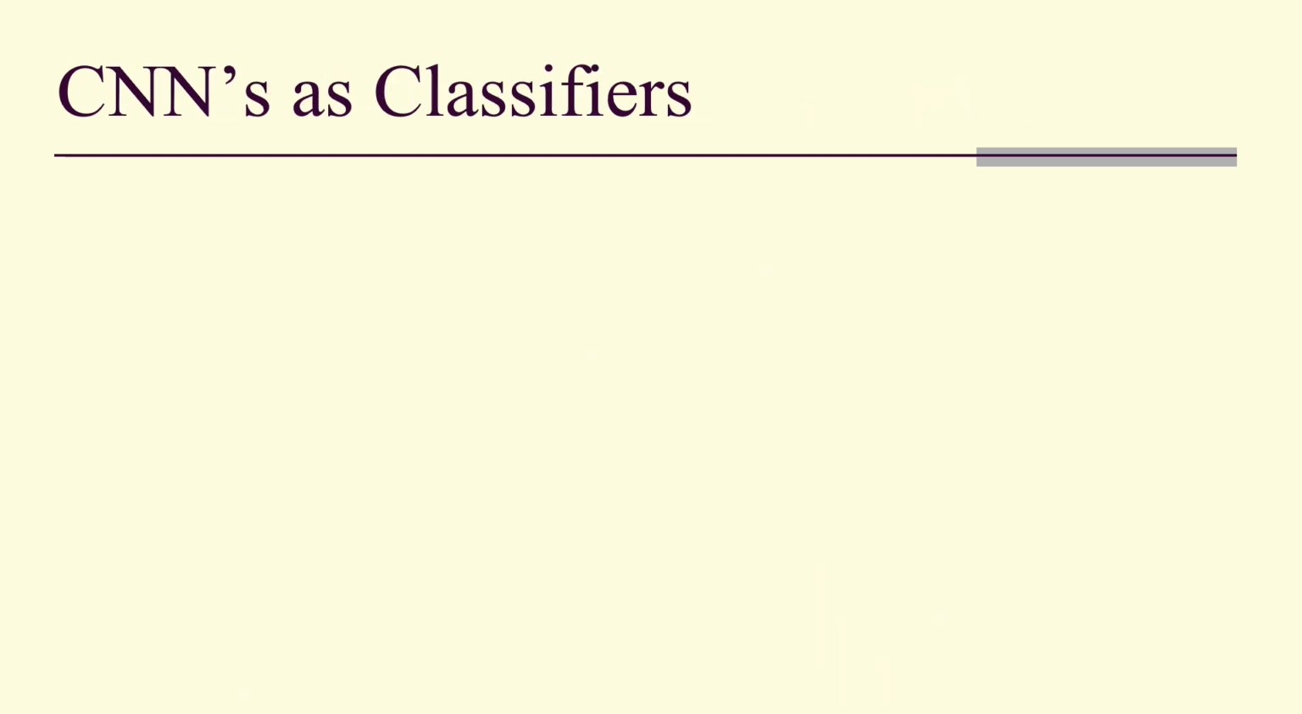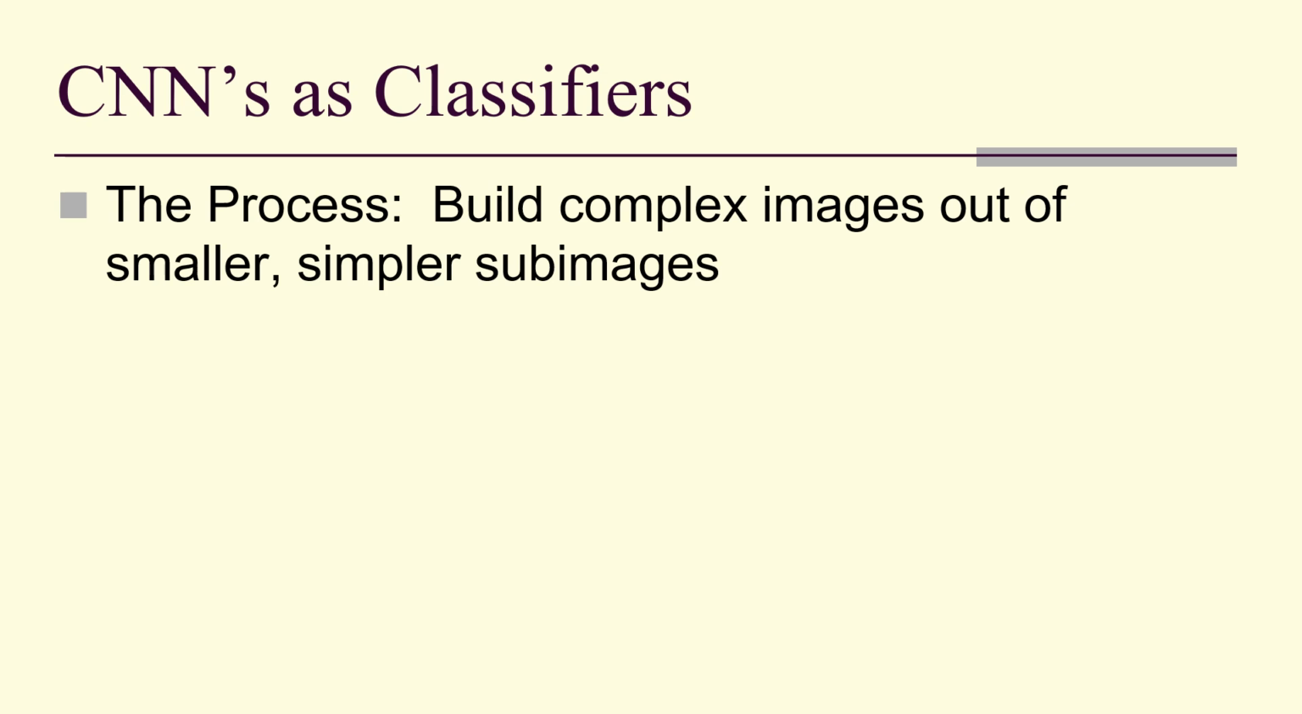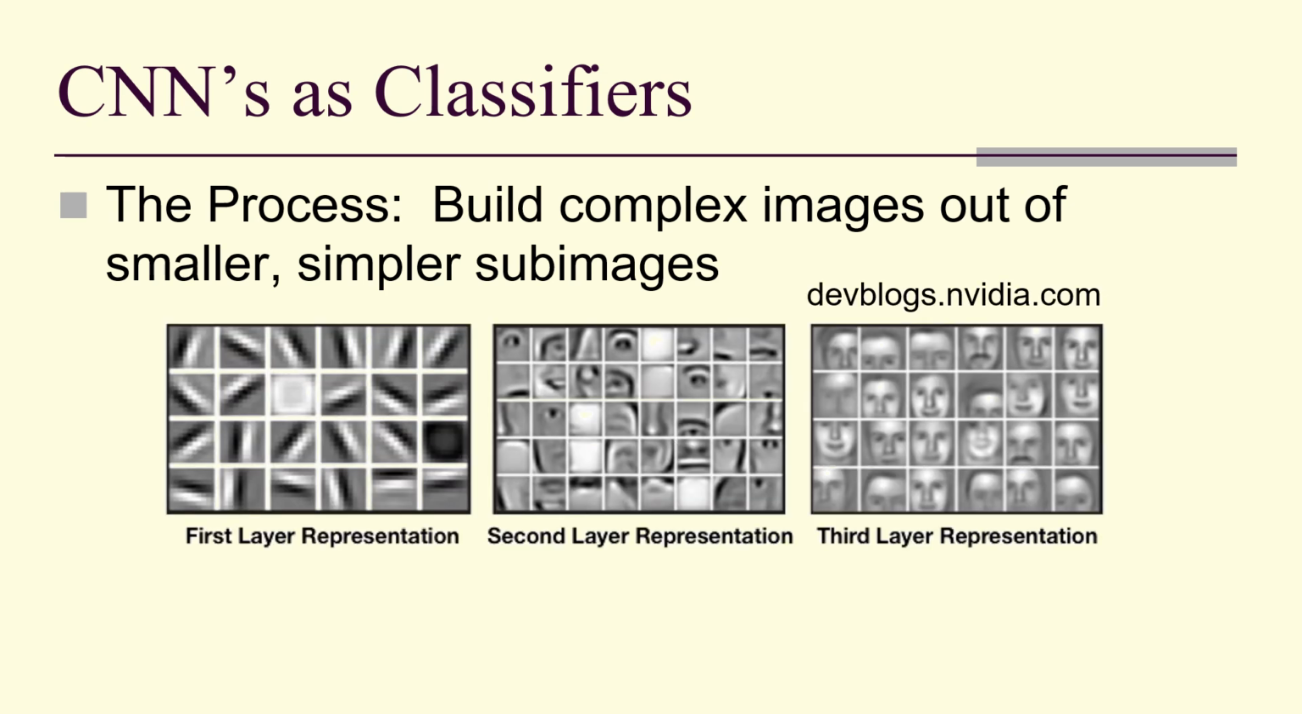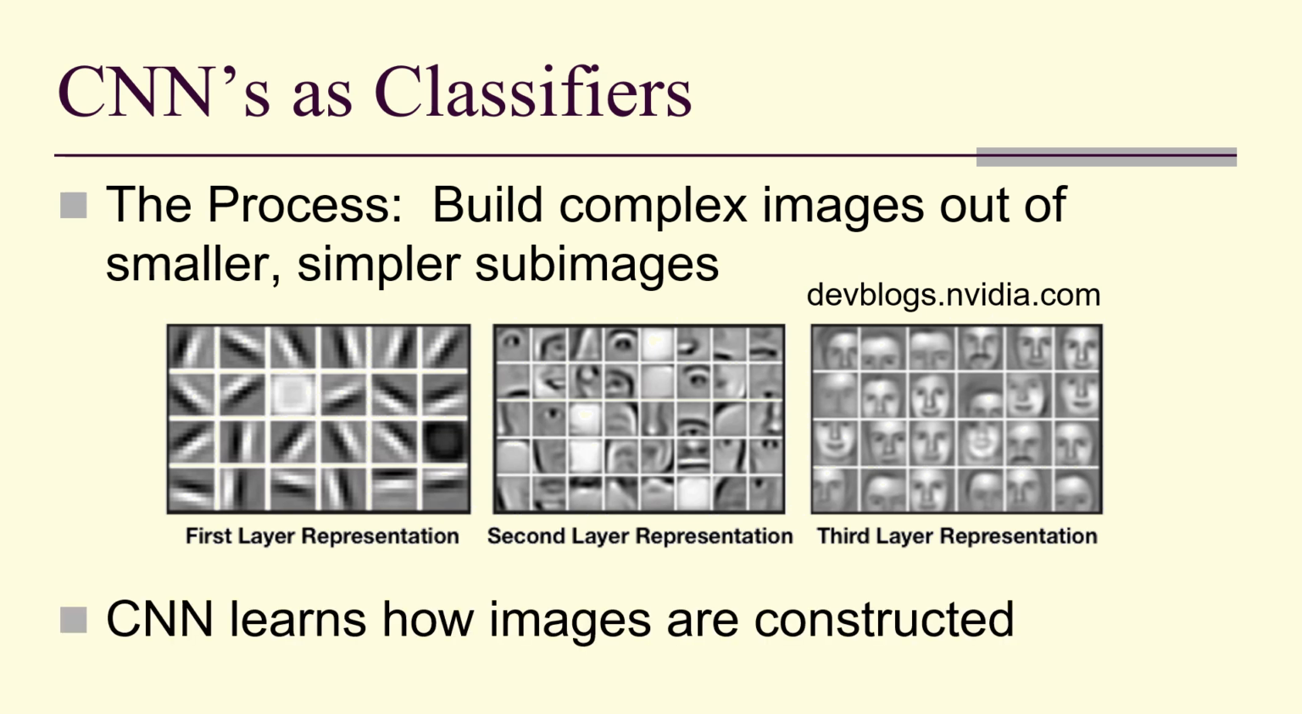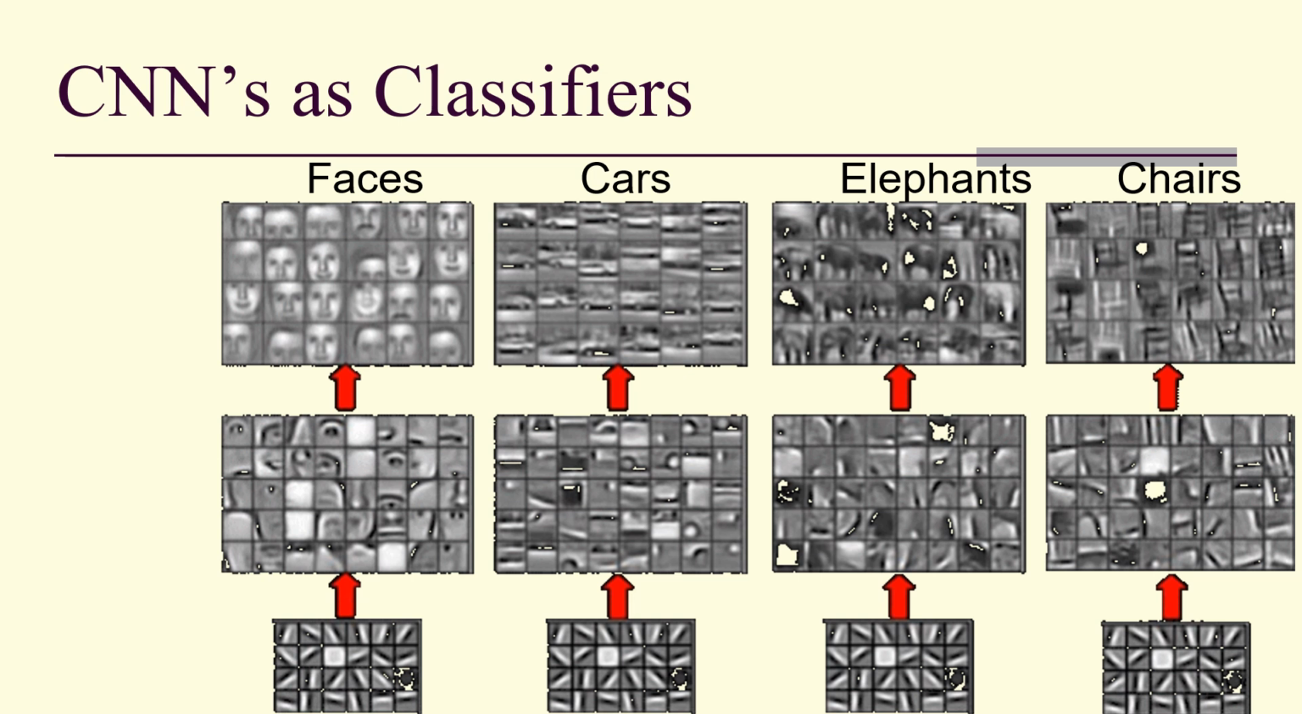So what about as classifiers? Well, here's the process. You build complex images out of smaller, simpler sub-images. So here's our first layer representations and second layer and third layer. And the convolutional neural network learns how to construct images from one scale to the next. So here you can see how it would use these layers to construct faces, and then cars, and then elephants, and then chairs.